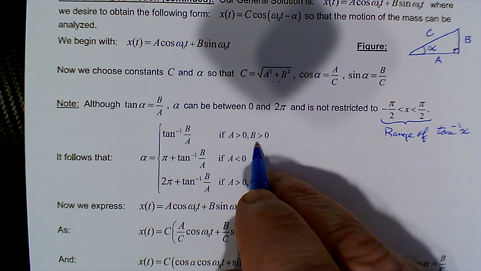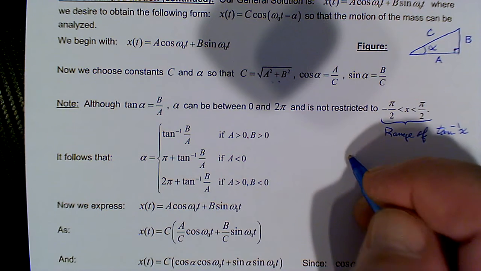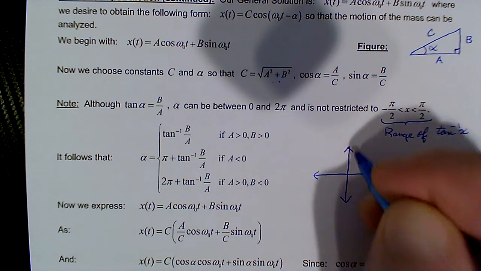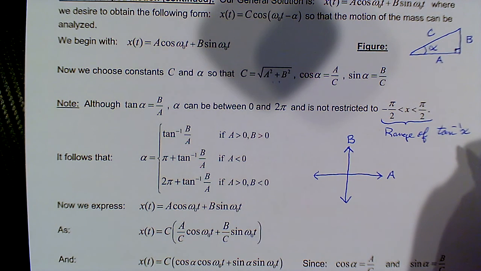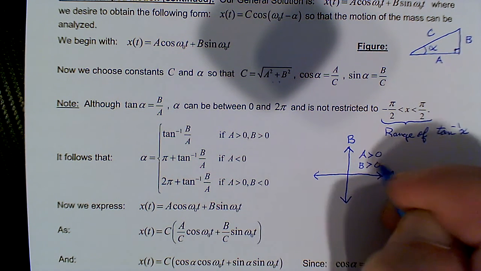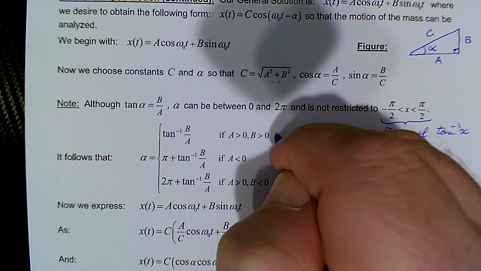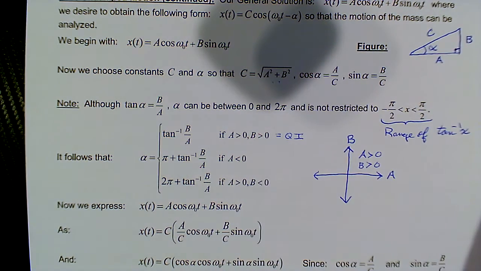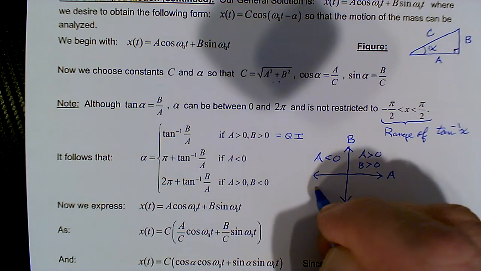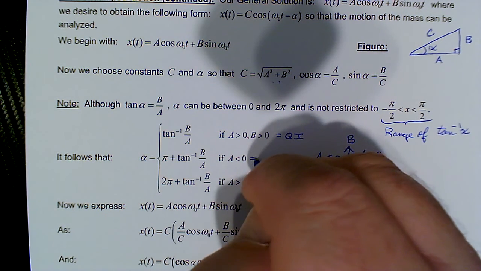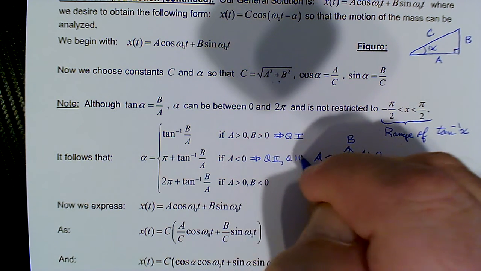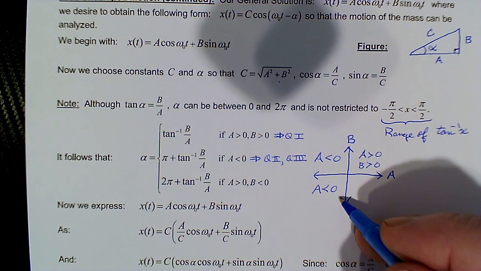They say inverse tangent of b over a if a is greater than 0 and b is greater than 0. And what we're doing here is considering the Cartesian system, but again with the horizontal axis being the a-axis and the vertical axis being the b-axis. If a is positive and b is positive, we're in quadrant 1. So you're just going to get the angle in quadrant 1. If a is less than 0, you're either in quadrant 2 or quadrant 3. Let me use arrows here. You're in quadrant 2 if b is positive, and quadrant 3 if b is negative.